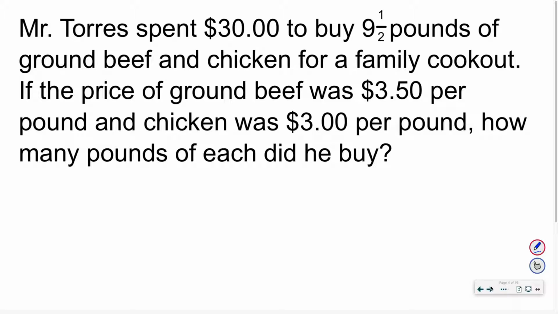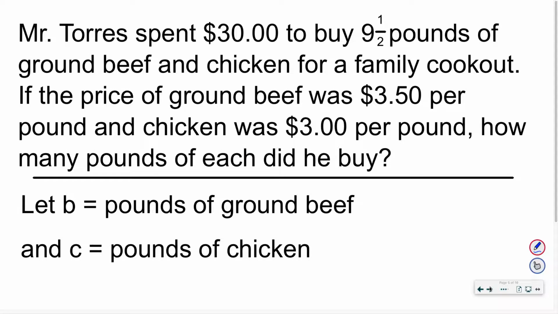Where do we begin here? What are we trying to find? The pounds. We're trying to find the pounds of each. All right, and what did he buy? Ground beef and chicken. He bought beef and he bought chicken. So what variables do we want to use? C and B. That works. We can let B be the pounds of ground beef and C be the pounds of chicken.